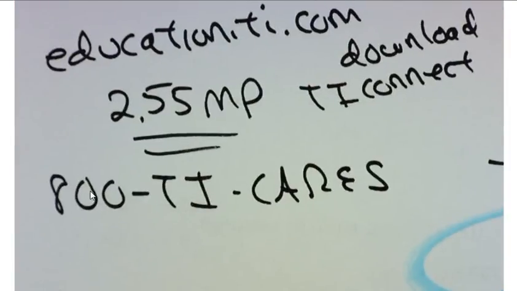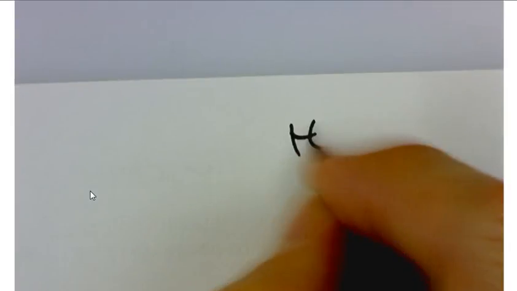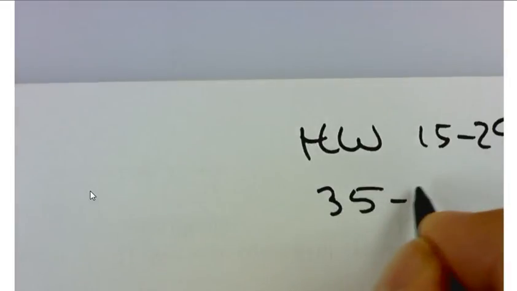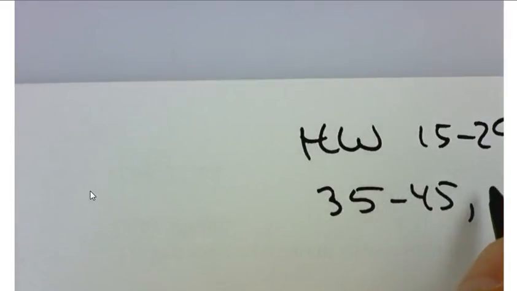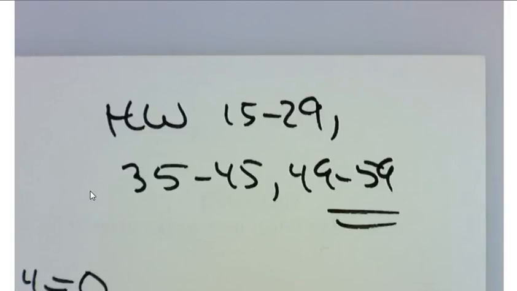All right. Let me give you some homework. So for homework, try 15 through 29, 35 through 45, and let me just double check something here. 49 through 59. Okay, and that's section 10.5.